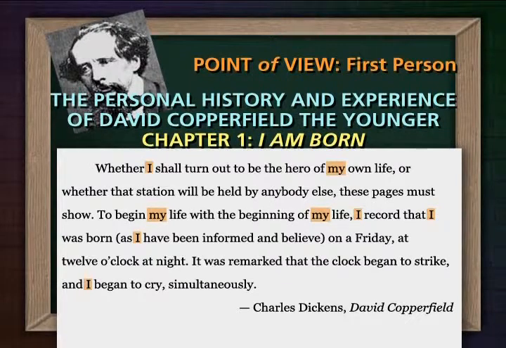Now we can tell it's first person because David Copperfield is telling it using the I from his own viewpoint. The advantage of this is that we identify with David Copperfield and we get to know him and we feel like he's almost a friend. The disadvantage of the first person is we don't know anything else about anything that David Copperfield doesn't know.